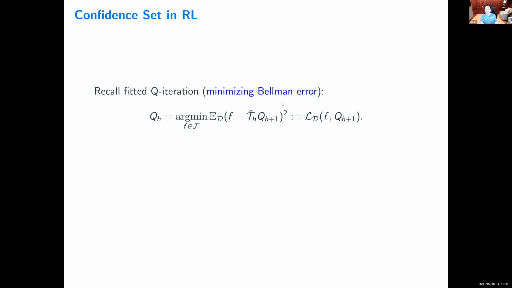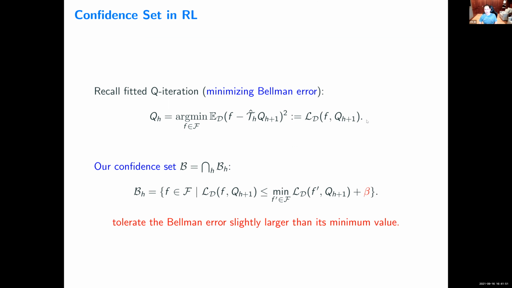Our approach is actually very simple. We again look at the fitted Q iteration. As we already said, fitted Q iteration is basically taking my value as an argmin over the historical data, minimizing the empirical Bellman error, which we denote as L_D of f_h, f_{h+1}. To build a confidence set, we know the argmin gives me a point estimator. However, to say something about a confidence set and to apply the upper confidence principle, we don't want just a point estimator. We want a confidence set, so we can say with high probability my optimal value is going to land in this set.